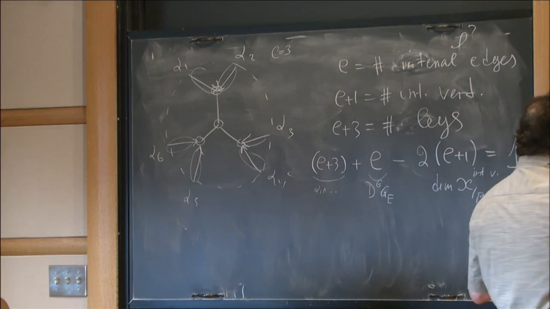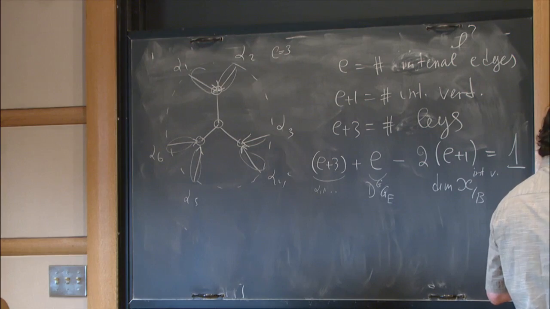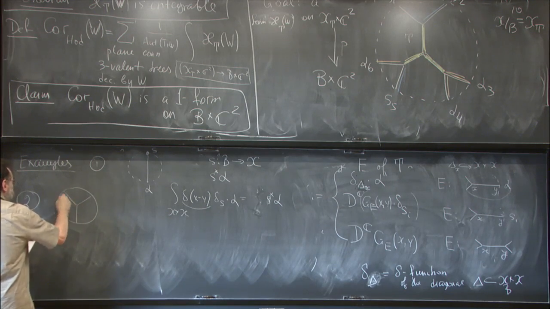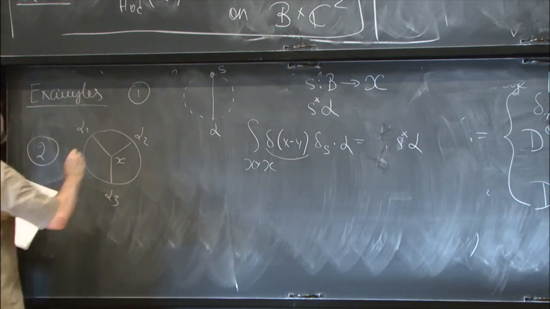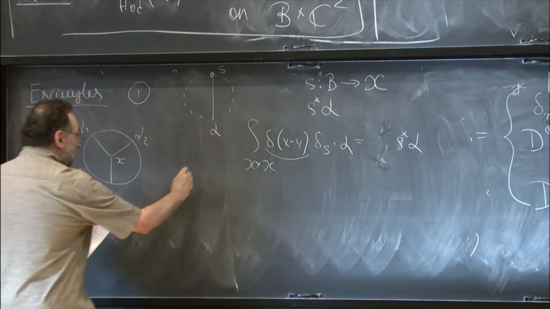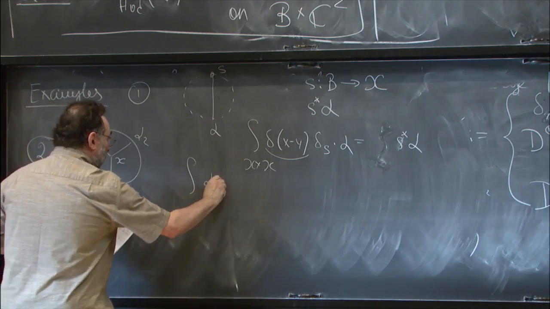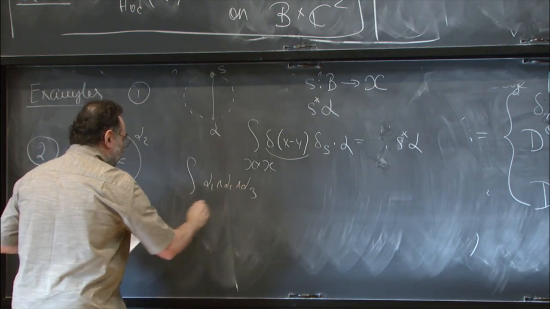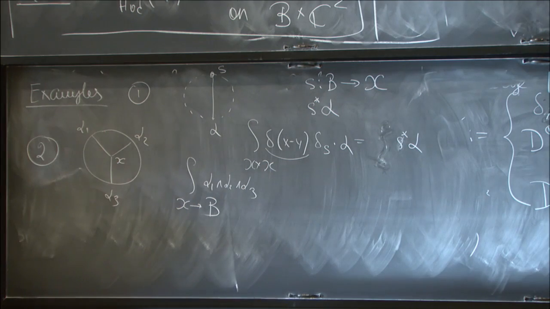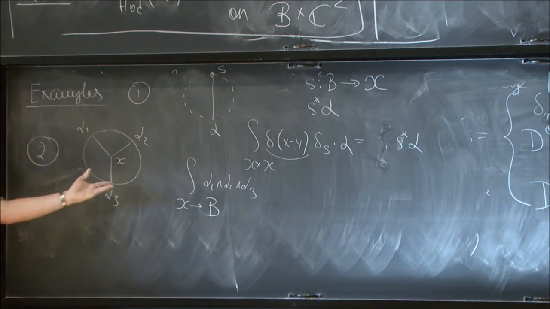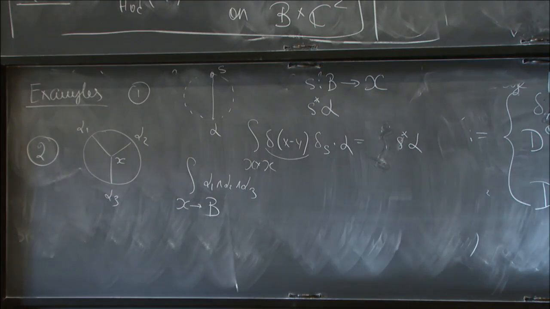Now let's consider all other cases, where you do have at least internal vertices. For example, you can have this one: alpha 1, alpha 2, alpha 3. Then you have some variable x here. And you end up with the integral of alpha 1 wedge alpha 2 wedge alpha 3 over x sitting over b. And this is again a one form, because you integrate a 3 form over 2 cycles. So it is a one form over the base. Okay?